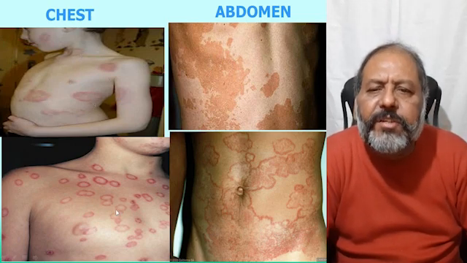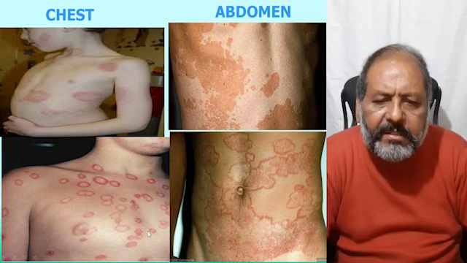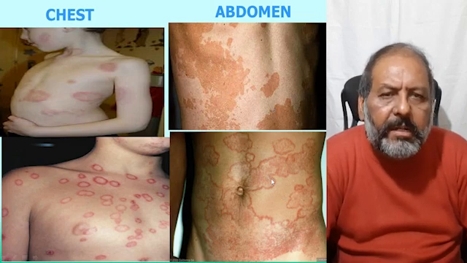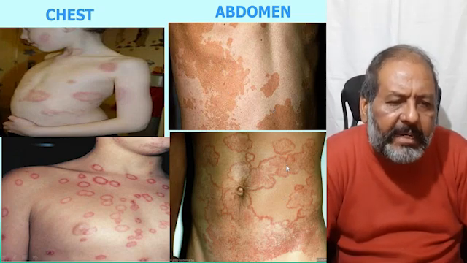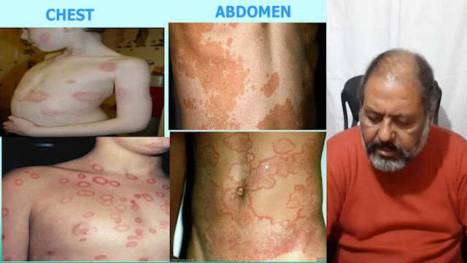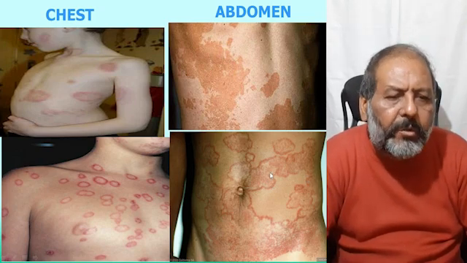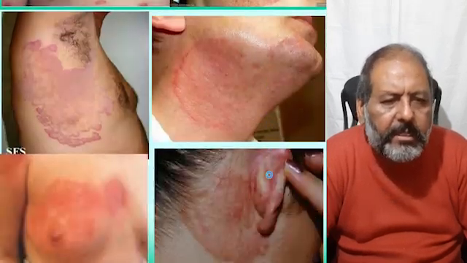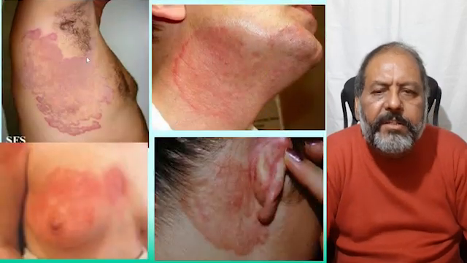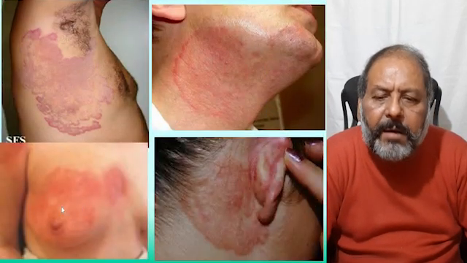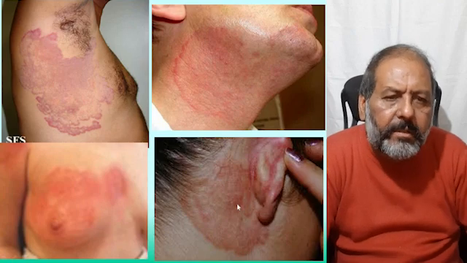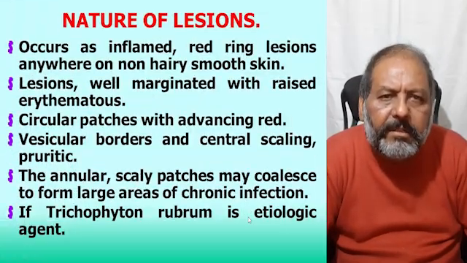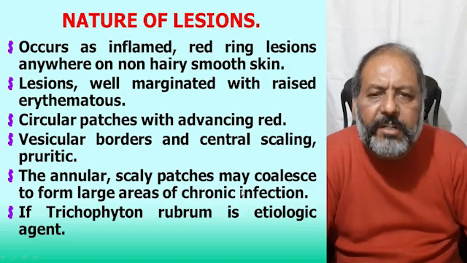Here one can see the lesion on the chest and the multiple small lesions on the chest, and similarly the large lesion on the abdomen. These are also the different small lesions which are going to become larger by uniting themselves on the abdomen. Similarly, one can have it in the armpit, on the breast, on the neck, and behind the ear. These are all the common sites.